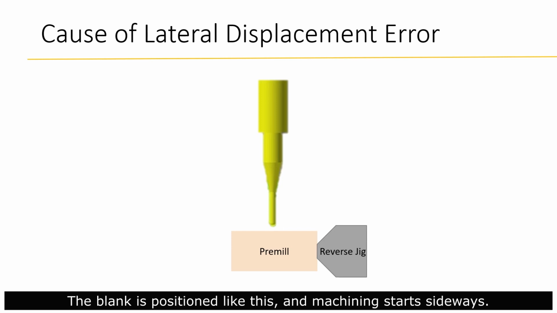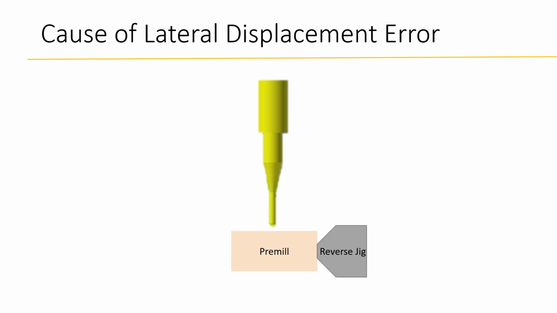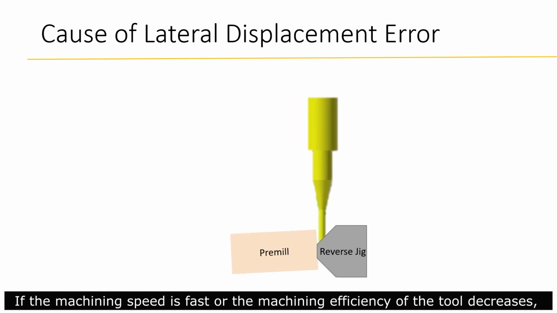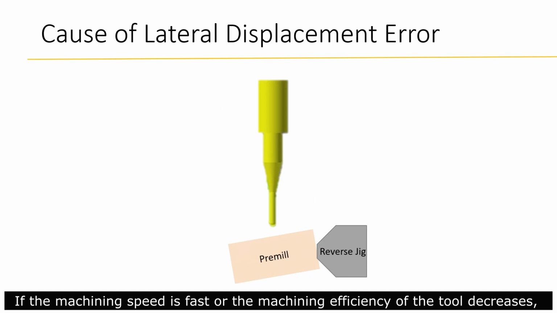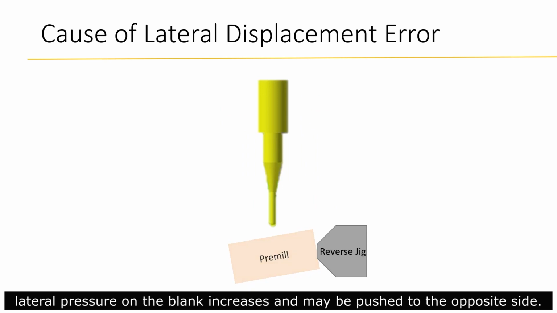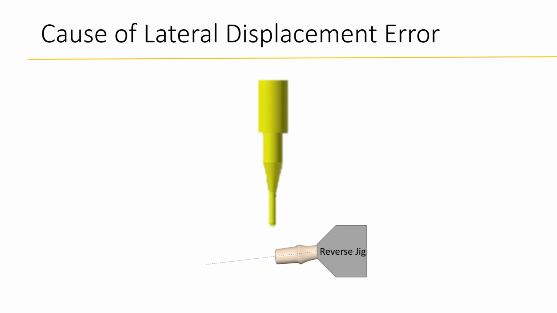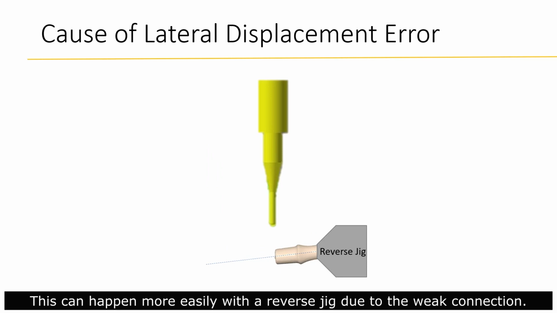The blank is positioned like this and machine starts sideways. If the machining speed is fast or the machining efficiency of the tool decreases, the lateral pressure on the blank increases and may be pushed to the opposite side. This can happen more easily with a reverse jig due to the weak connection.